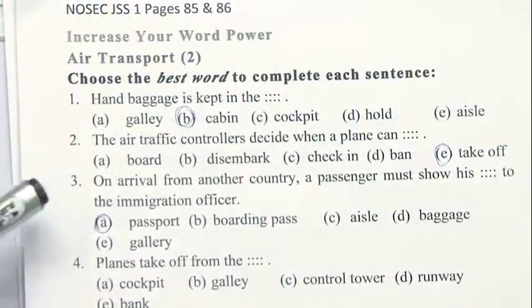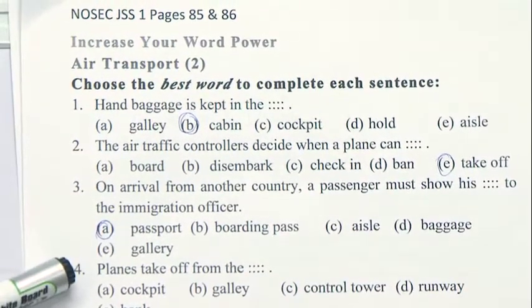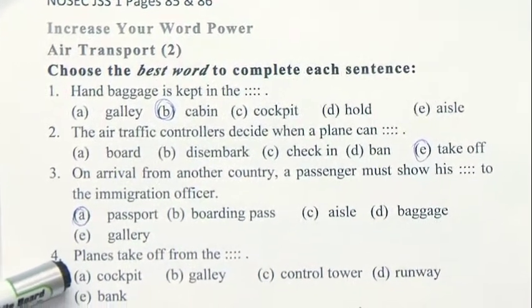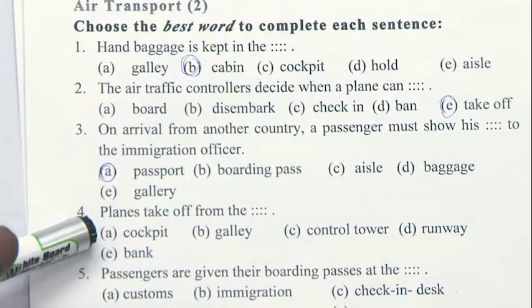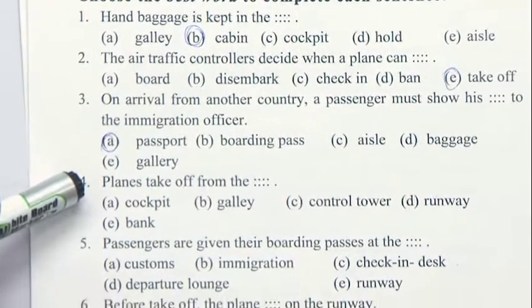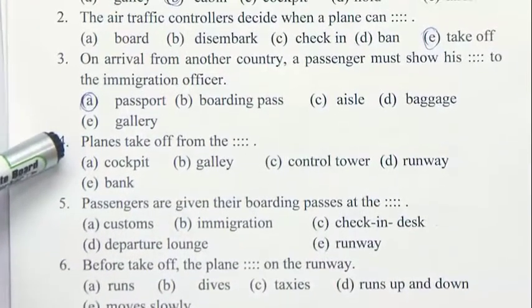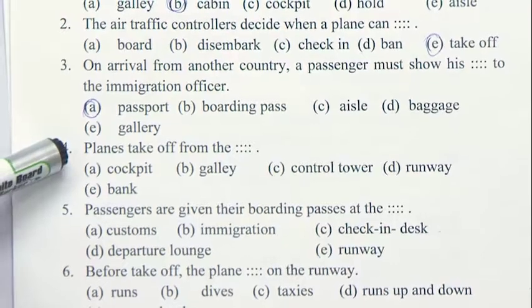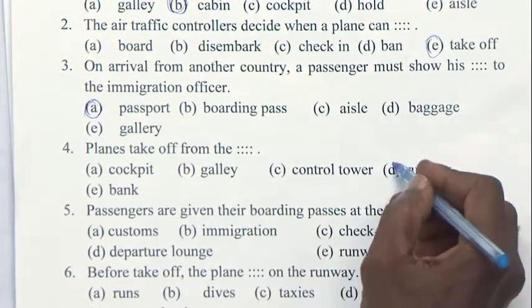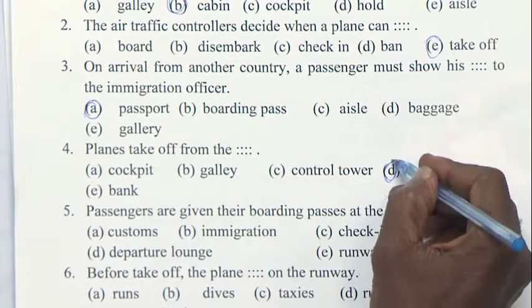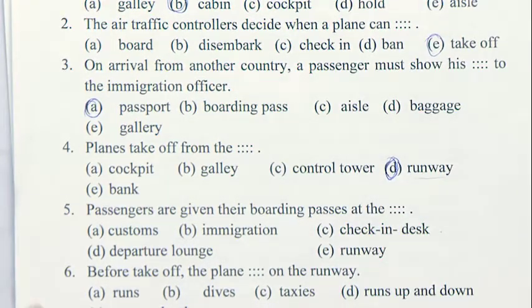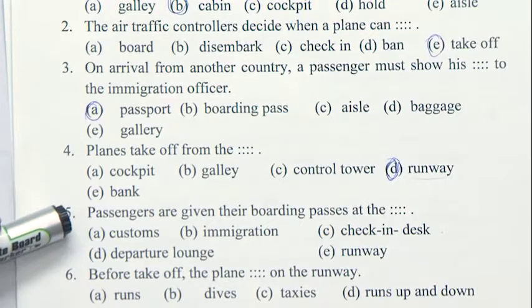Planes take off from where? Where do they take off? Is it cockpit? Of course not. Galley? No. Control tower? No. They call it runway, where the plane usually would go up and down, and that is the runway. Remember, it's runway, not run away. Now, number 5, passengers are given their boarding passes at the what?